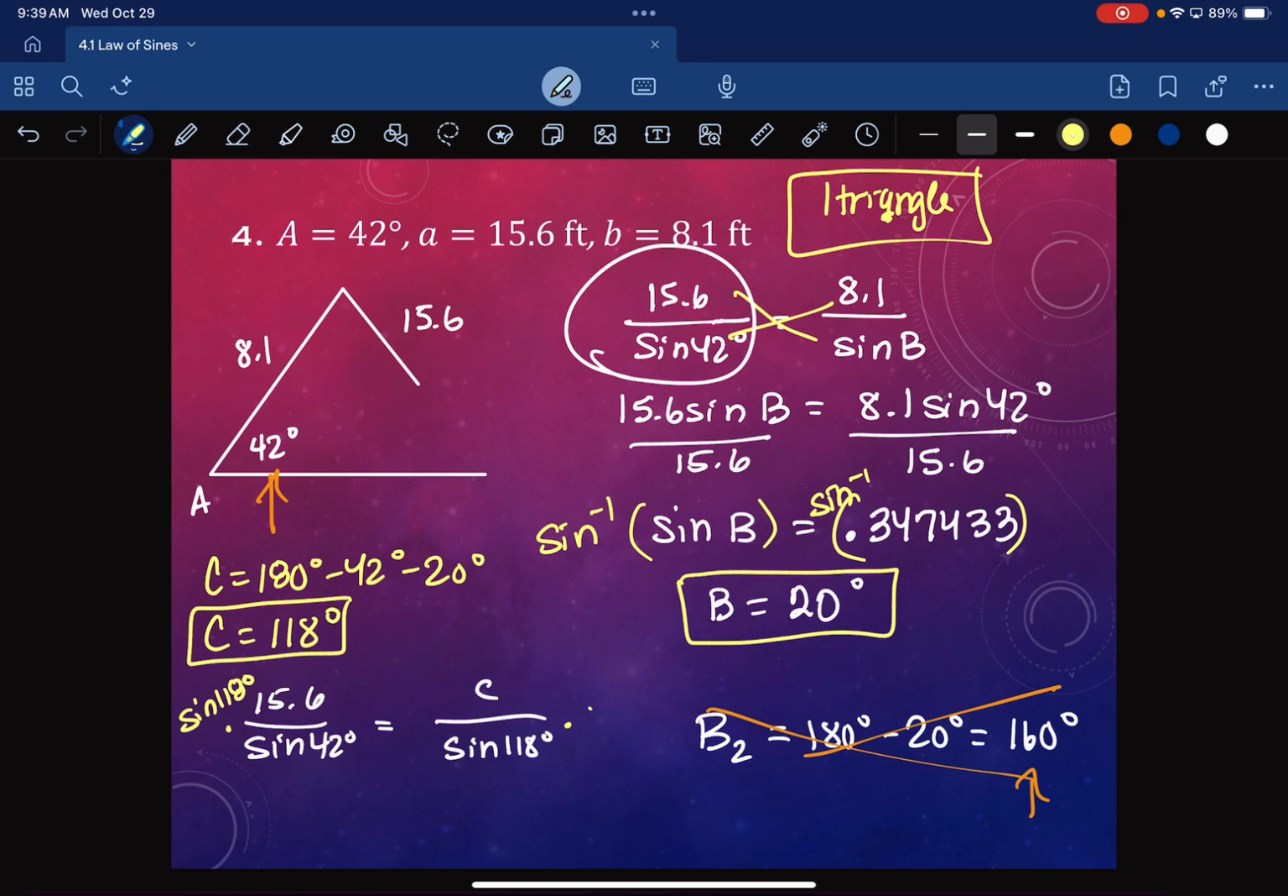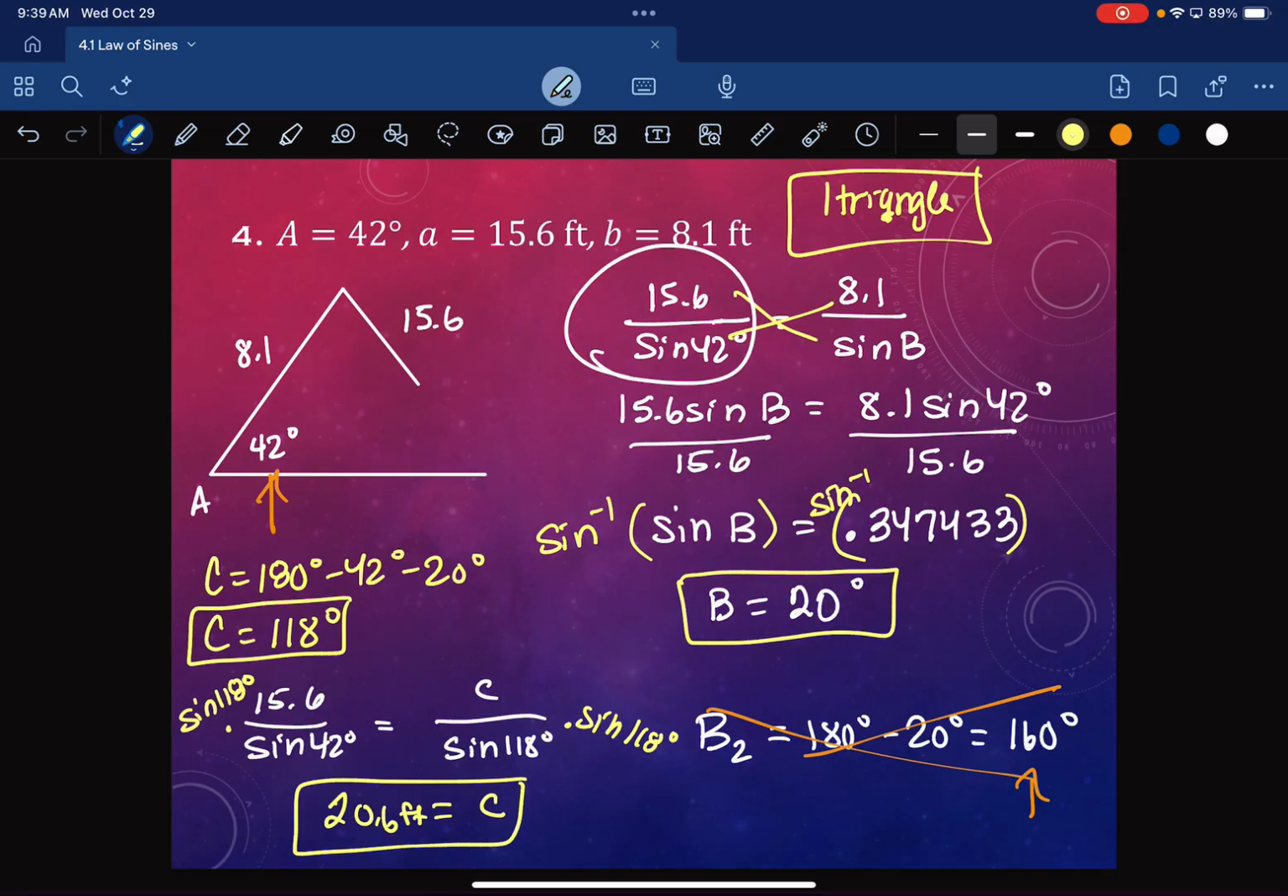I can multiply both sides by sine 118, and that will find side C. So, accuracy to 1 decimal, what is side C? 20.6. And did we have units? We did. Feet. One triangle.